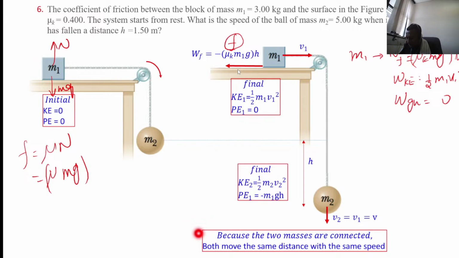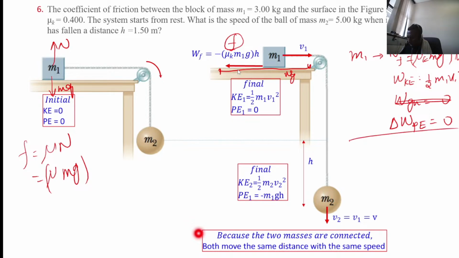Therefore, work done due to gravity, or potential energy, let me call it this one. Work done due to potential energy is 0. Rather, I better say, the change in potential energy is 0 for M1. What about for M2?